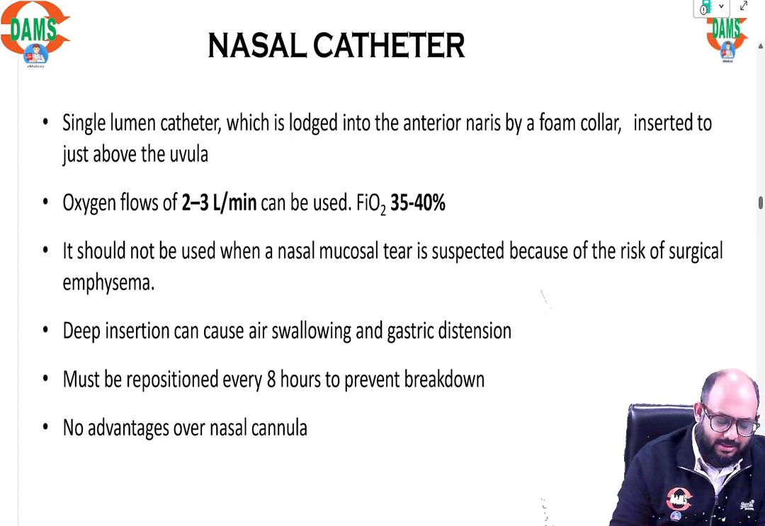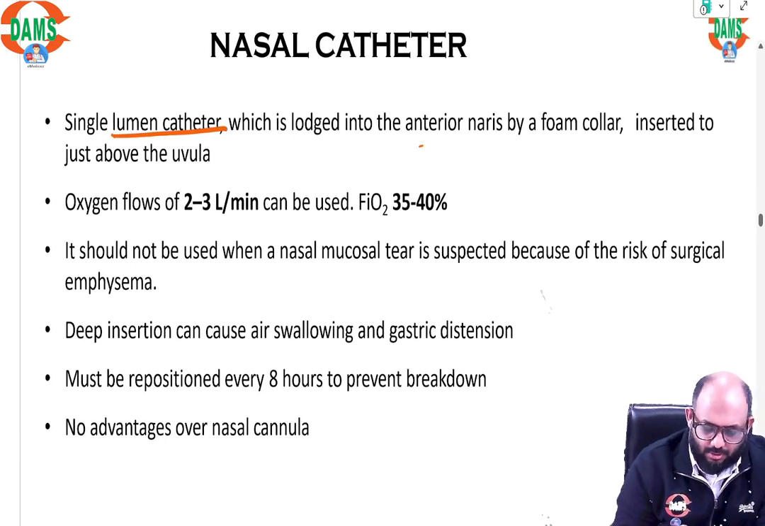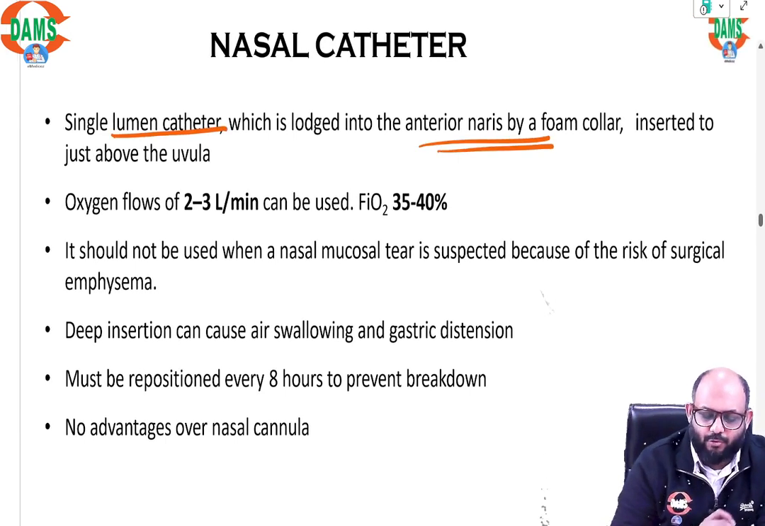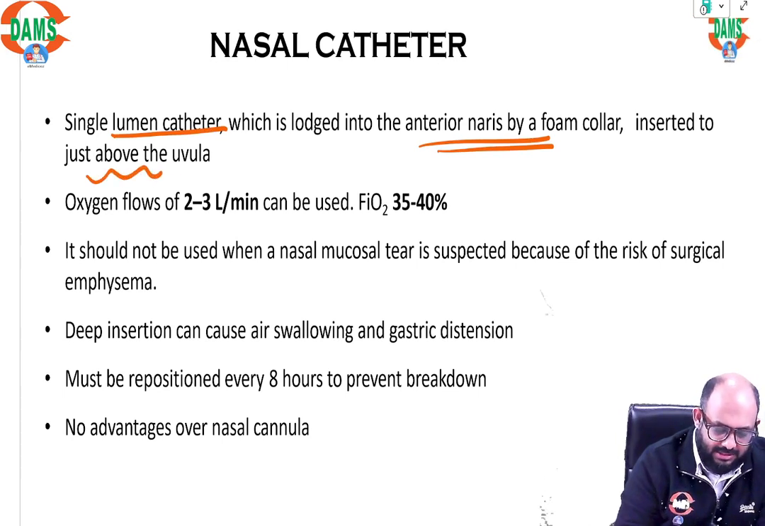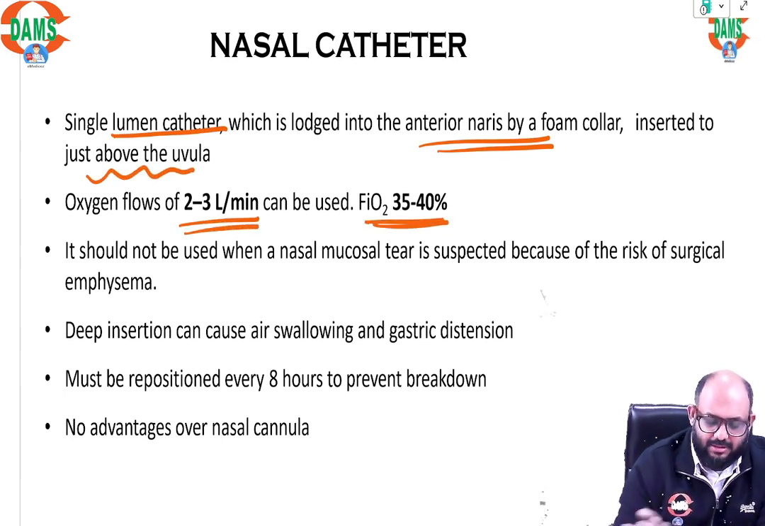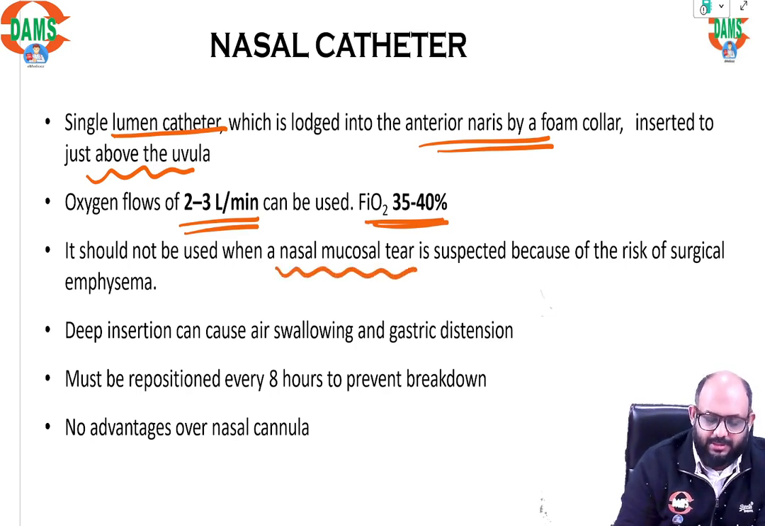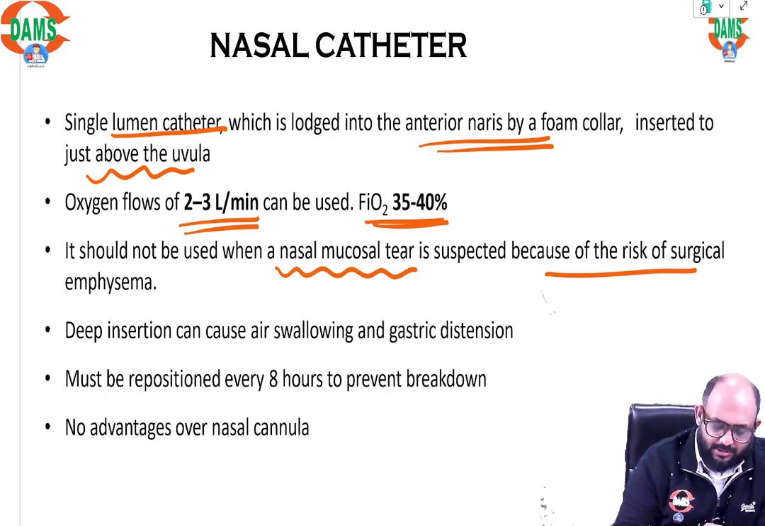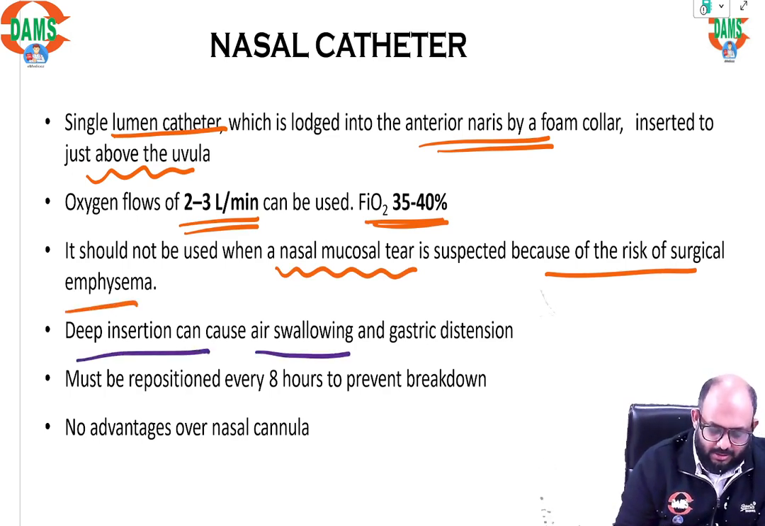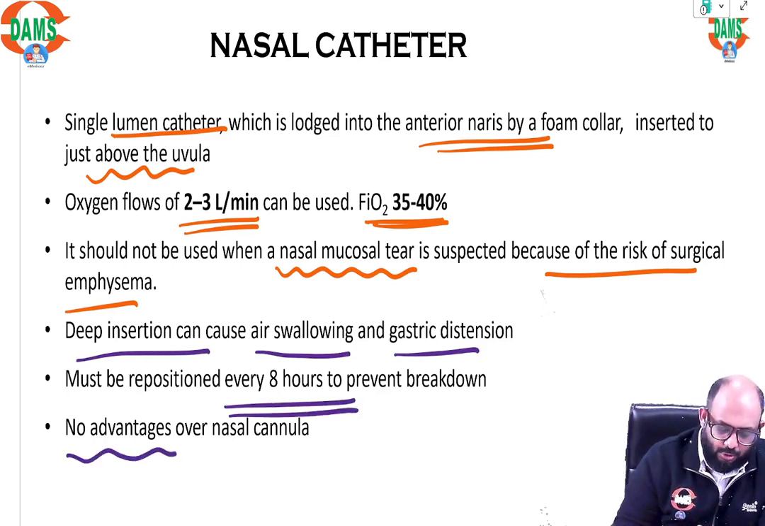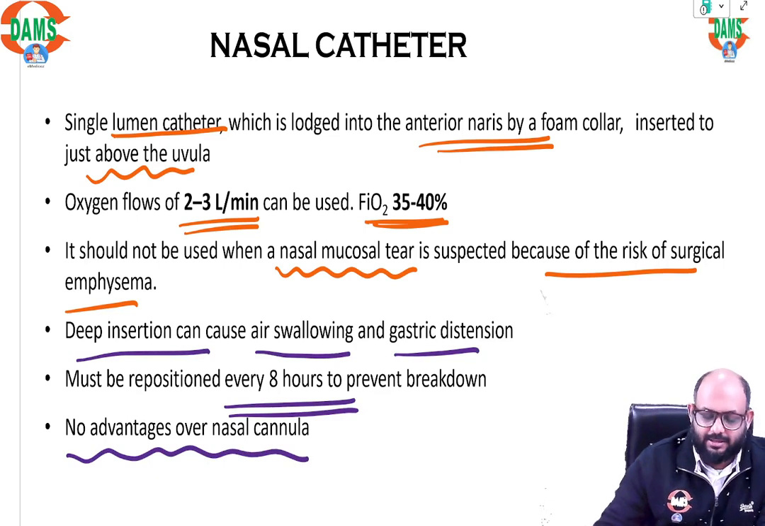Now, a nasal catheter is usually a single lumen catheter which is lodged in the anterior nares by a foam collar, inserted below, just above the uvula. Flow rates are usually 2 to 3 liters per minute. FiO2 is 35 to 40%. It should not be used when there is a nasal mucosal tear or suspected one because of the risk of surgical emphysema, and deep insertion can cause air swallowing and gastric distension, and it must be repositioned every 8 hours. No advantages over nasal cannula.